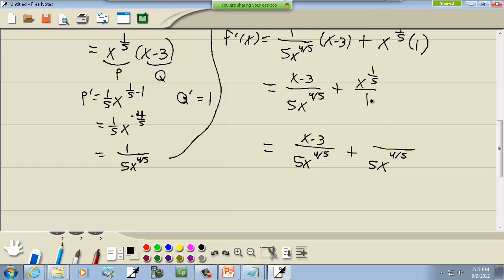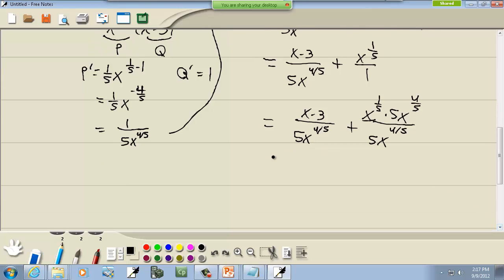Now this first one was okay, it already had it. But this one I multiplied the bottom part by 5x to the 4/5, so I have to multiply the top part by it. So I'm going to have x to the 1/5 times 5x to the 4/5. Now when I do that, I get x minus 3, over 5x to the 4/5, plus 5 stays there, x to the 1/5 times x to the 4/5.